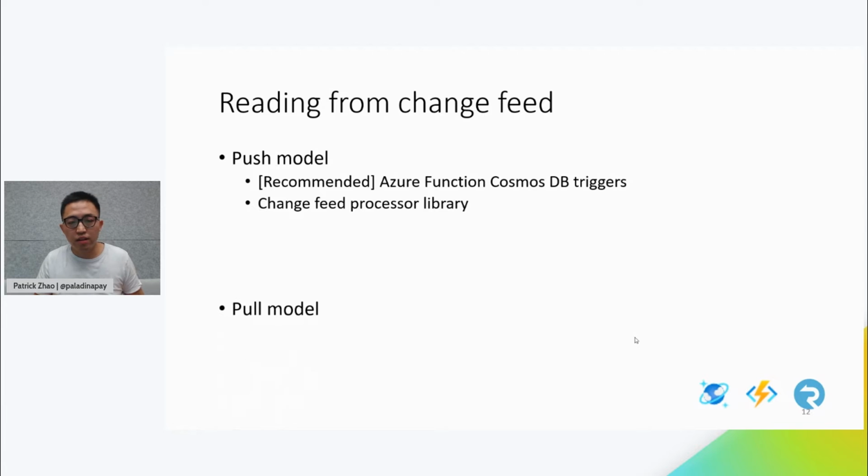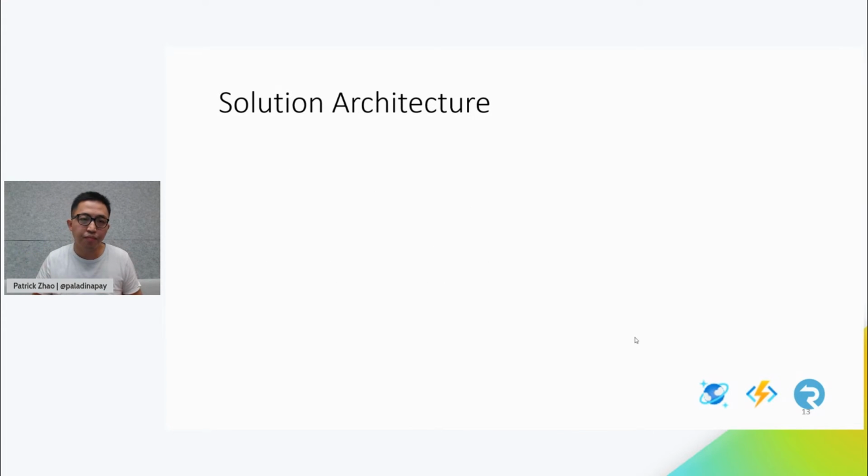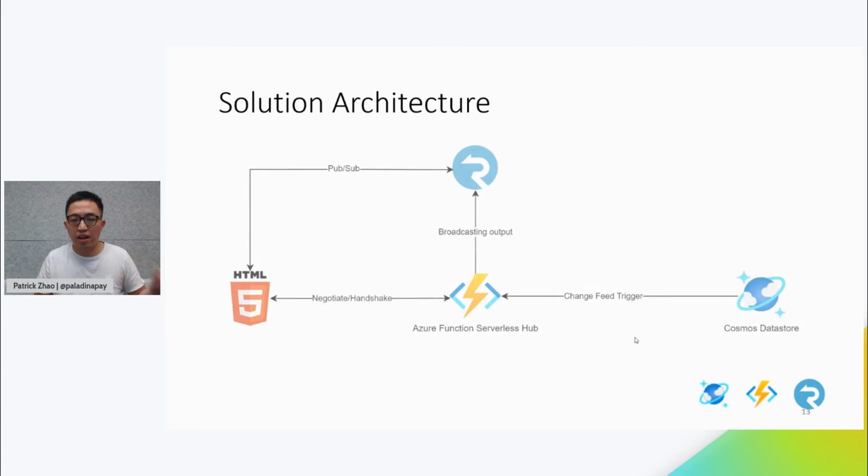And the other way around, there is a pull model. What it means is that the client application needs to request the changes by itself. There's no automatic polling, so the client application needs to manage that by itself. All right, so we've understood why and how. Let's look at the overall architecture.